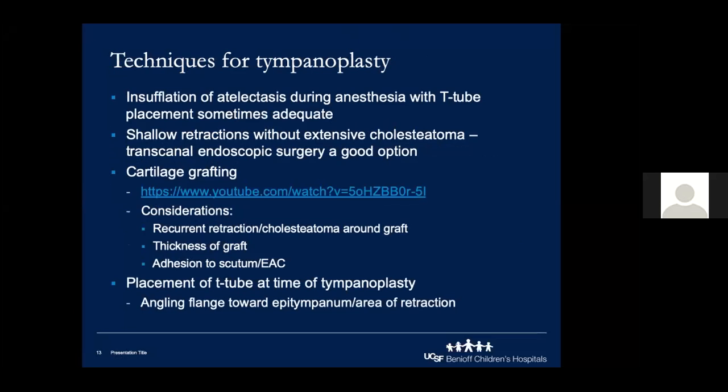For shallow retractions without extensive cholesteatoma, transcanal endoscopic surgery is a great option. If any of you were tuned into Dr. Wilkerson's lecture last year, even with a 0-degree scope, you can see a pretty wide field of view, and with retractions that go up into the attic, epitympanum area, and even into the sinus tympani, you can see quite a bit. And if it's not extensively tracking into the epitympanum or into the mastoid, then this is a decent option to perform surgery on these patients.